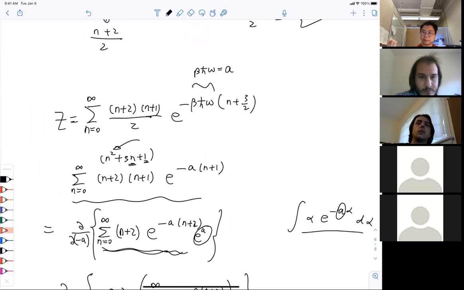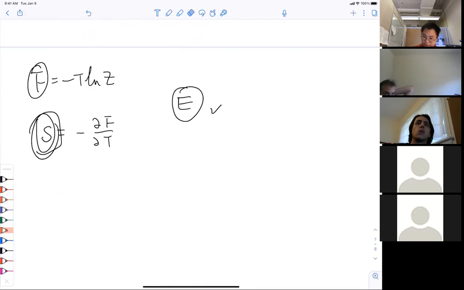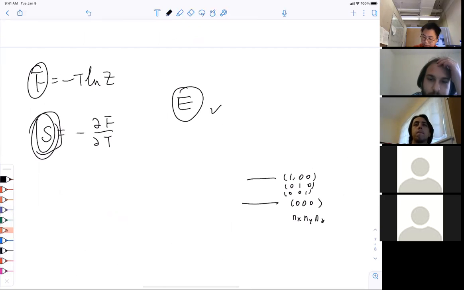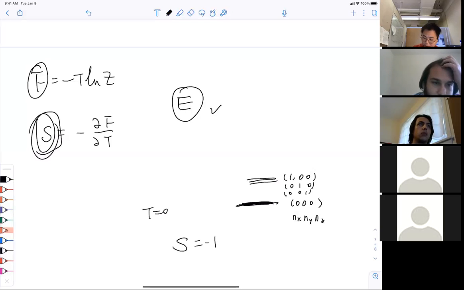There is no degeneracy in the ground state, meaning that this is the ground state, 0, 0, 0, for nx, ny, and nz. The first excited states are 1, 0, 0, 0, 1, 0, and 0, 0, 1. This is threefold degeneracy, but the ground state is unique. If you calculate the entropy directly at zero temperature, it will give us 1 times log 1, which is 0. The probability of staying in the ground state is 100%. There's no other choice.